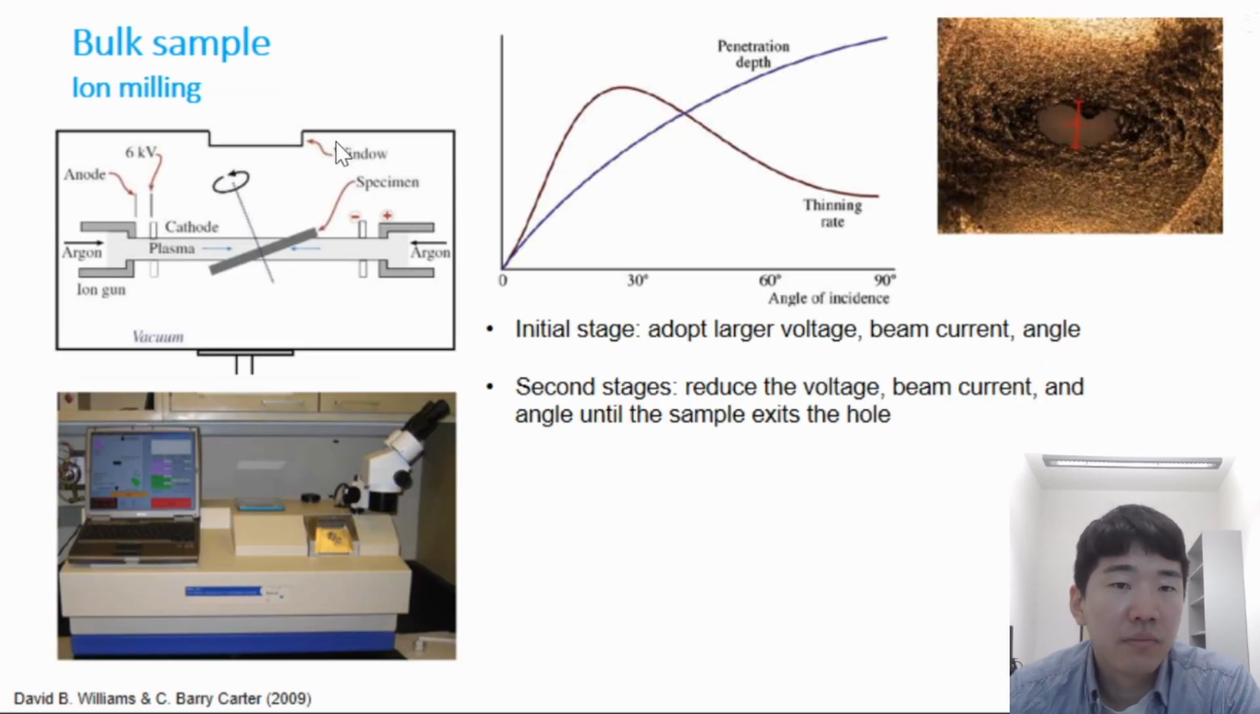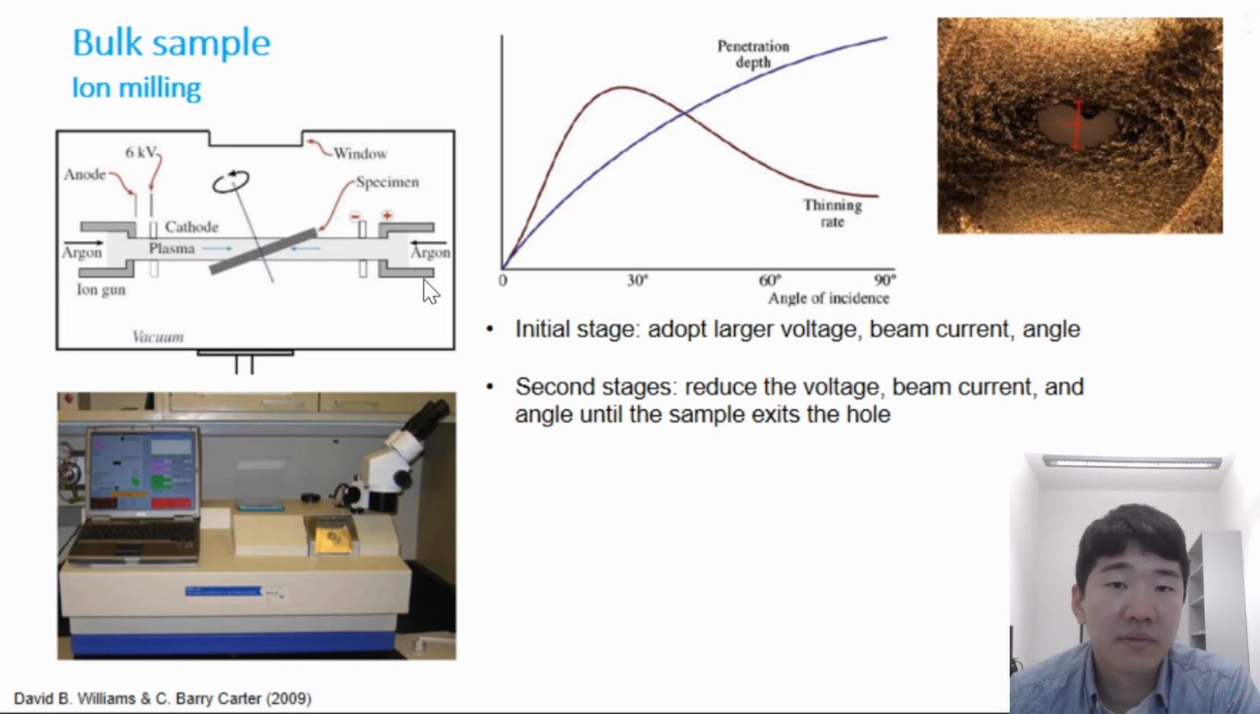Ion milling involves bombarding. This is ion milling, a descent technique, and it involves bombarding your delicate thin TEM sample with energetic ions or neutral atoms until it is thin enough to be studied in the TEM. The schematic diagram and the commercial model are shown here.